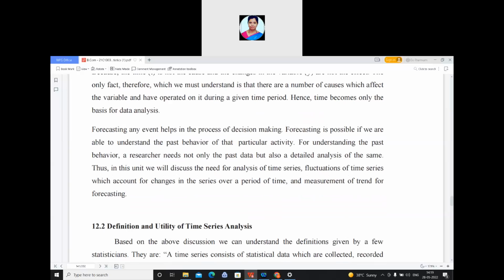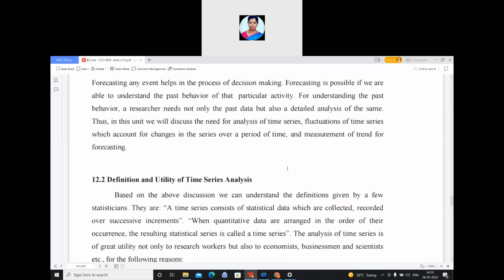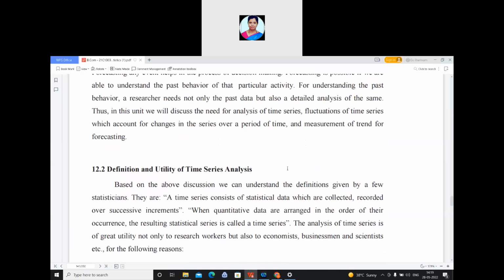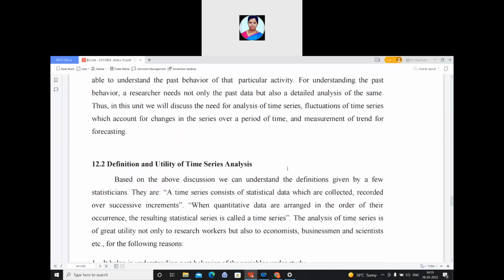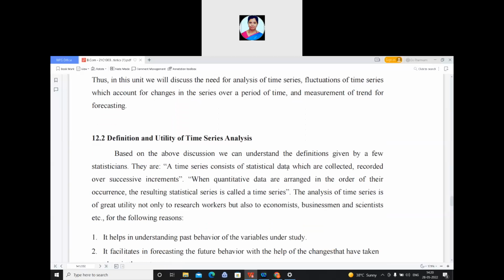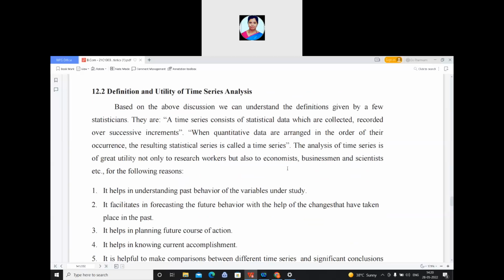Okay. So now we will move on to the definition and utility of the time series analysis. Based on the previous discussions, we can understand the definitions of a few statisticians. So for the following reasons, we have the utility of the time series analysis. The utility is not only for academicians, economists, businessmen or scientists. For all of them, it is very, very useful.